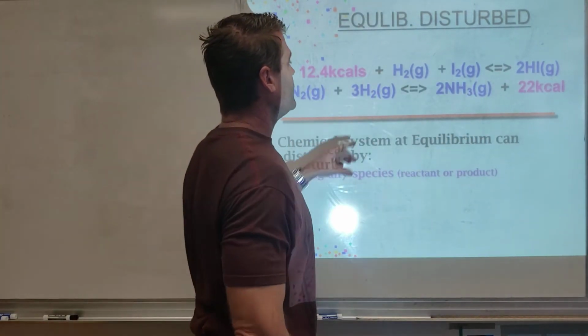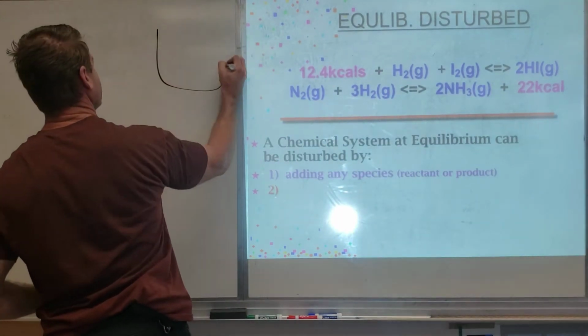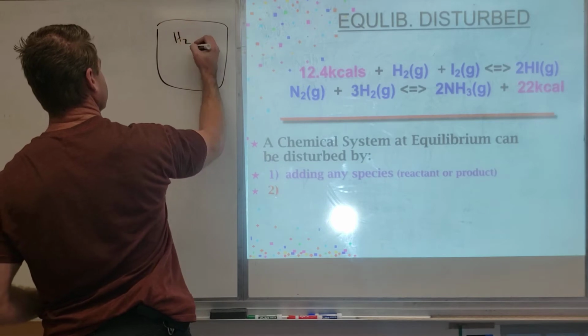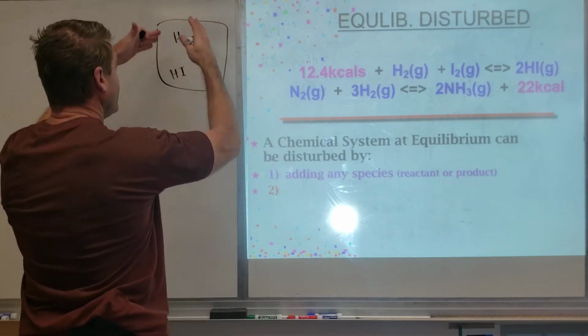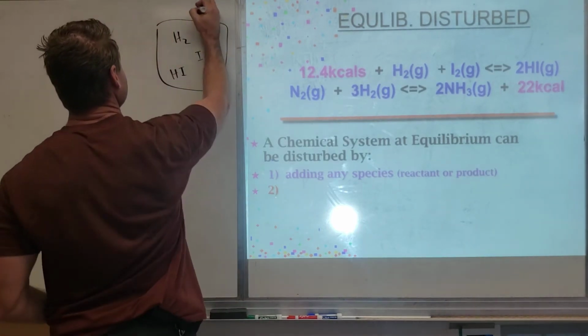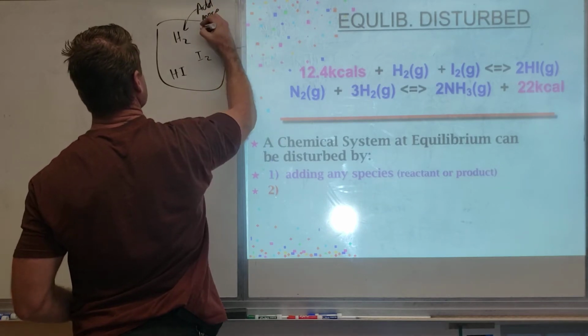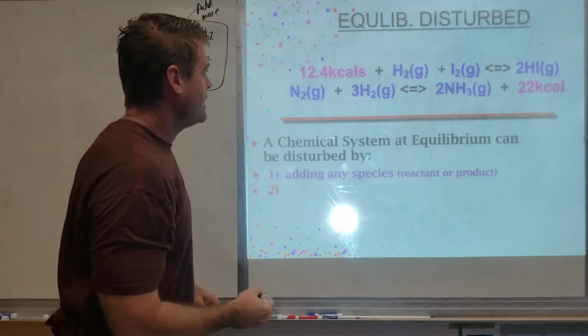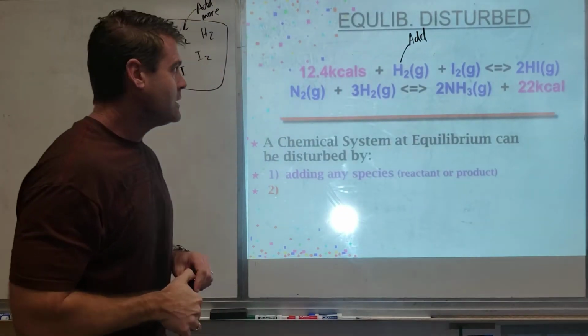Let's say we have an enclosed container. These are all gases, so it always helps to have a drawing. Just imagine in this, you have hydrogen gas, you have iodine gas, and you have hydrogen iodide, right? And they're all in there. And then let's say we disturb it by adding more hydrogen iodide. So we now put more hydrogen iodide in there. The question is, what's going to happen to the equilibrium?